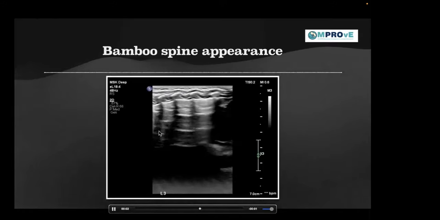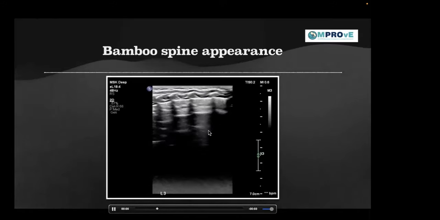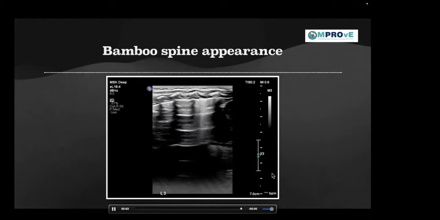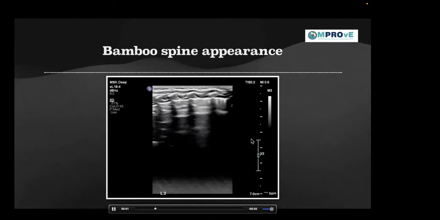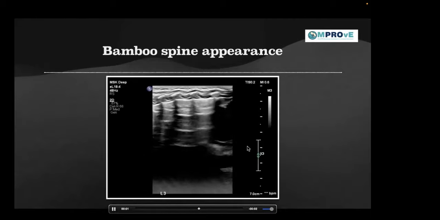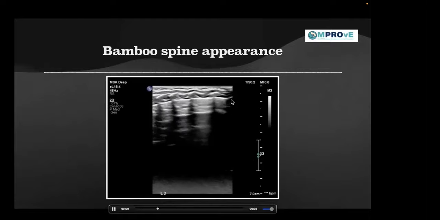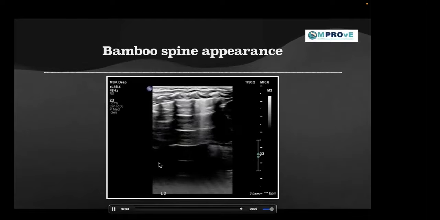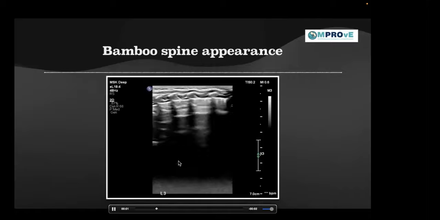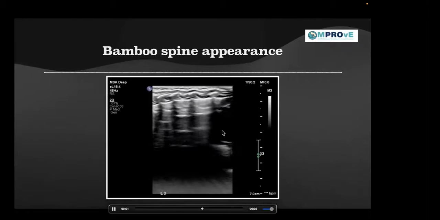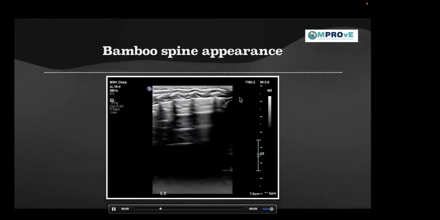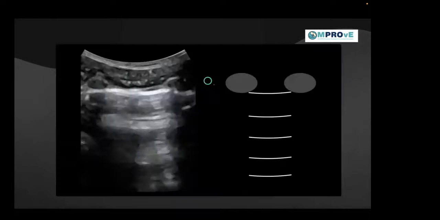Now, if I have to critique this image, everything else is fine over here except for your focus. If you keep your focus here, which is not the right thing to do, it should be here at the level of the pleural line, you will see a lot of blackouts. So this focus should always be at the level of the pleural line, and we'll come to that again later. So that was horizontal reverberation, giving us A lines.